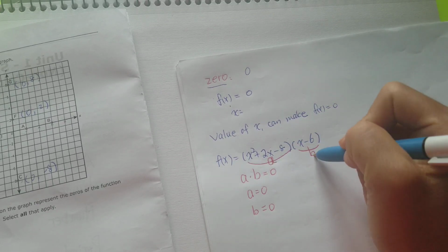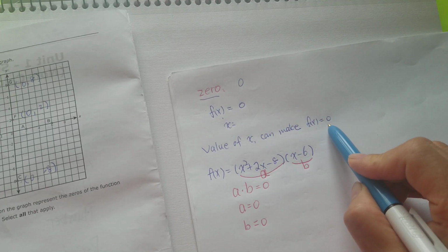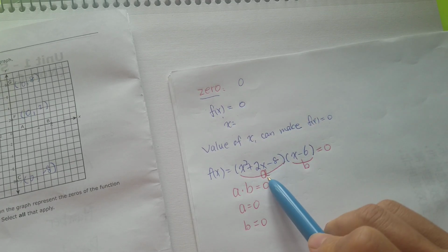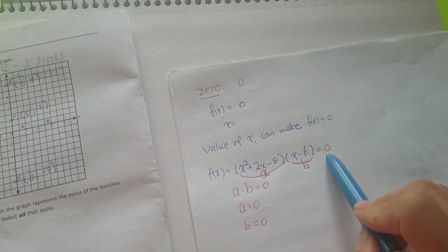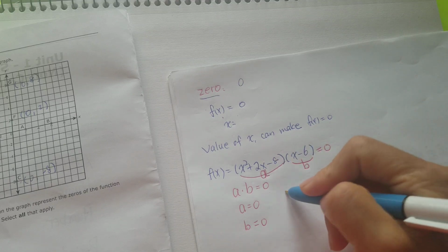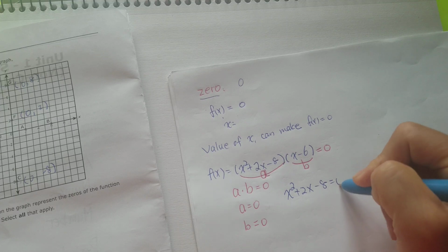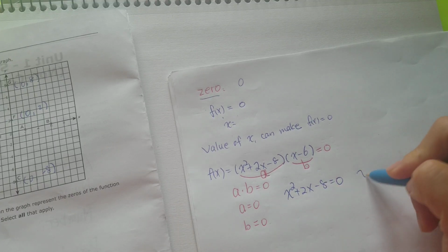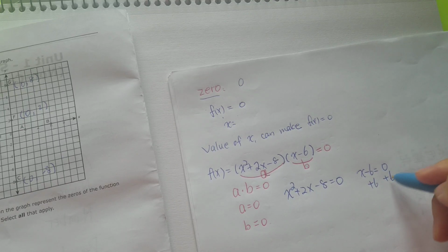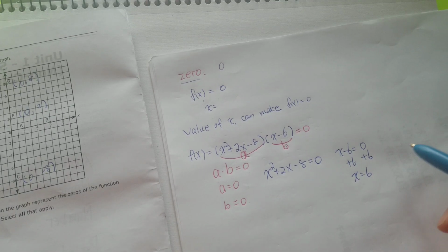Now A times B, and remember, we need to find the zero. Then we need to set the function equal to 0. Then if I have A times B equals 0, I can apply the zero product rule, which means I can set my x squared plus 2x minus 8 equals 0, and B equals 0, which is x minus 6 equals 0. Start with the easy one. Now x equals 6. Think about it, how do we write it back in coordinate form?